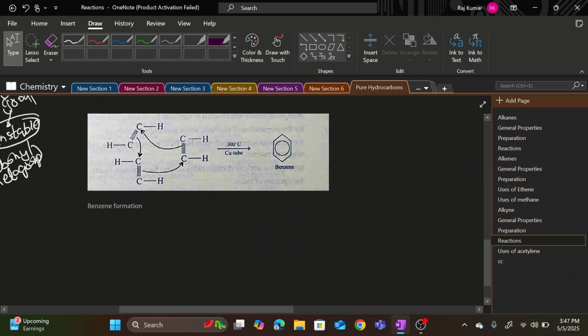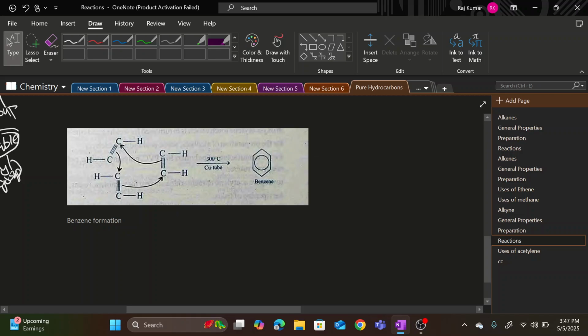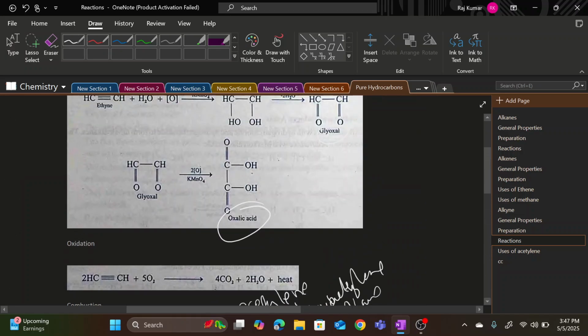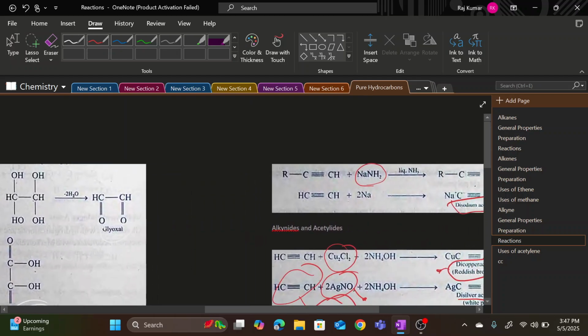Alright, this is an important thing. And second is benzene formation. Now, when we are going to pass ethyne through a copper tube at 300 centigrade, it will produce benzene ring. These are certain reactions of alkynes.